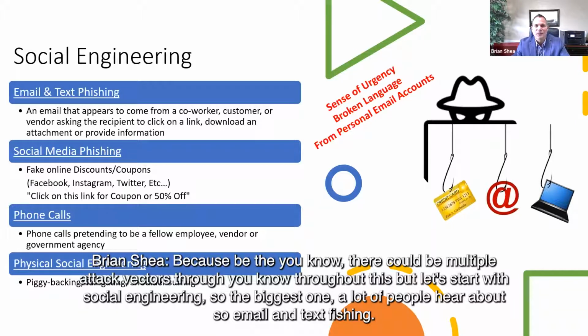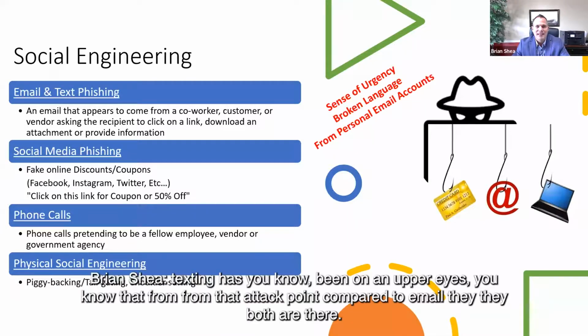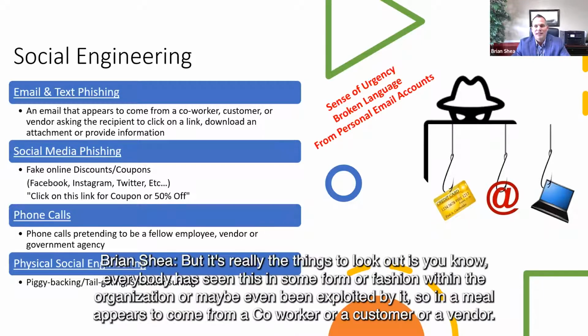The biggest one a lot of people hear about is email and text phishing. Texting has been on the rise compared to email as an attack point, though they both are there. Everybody has seen this in some form or fashion within their organization, or maybe even been exploited by it.